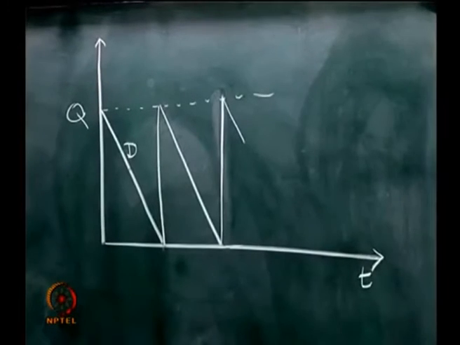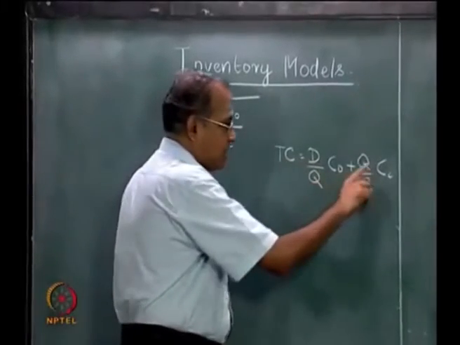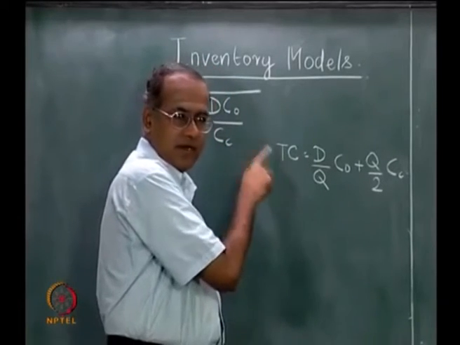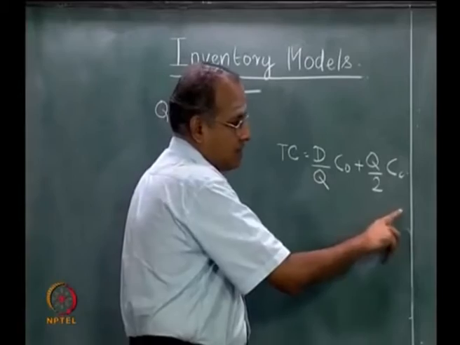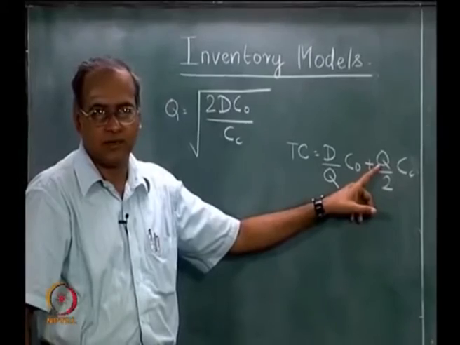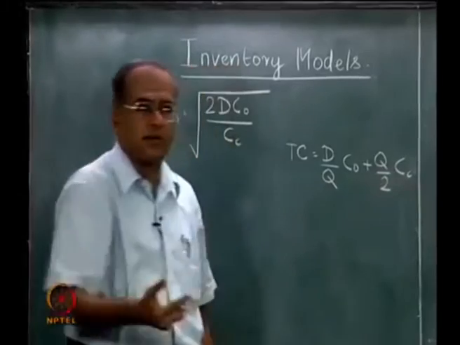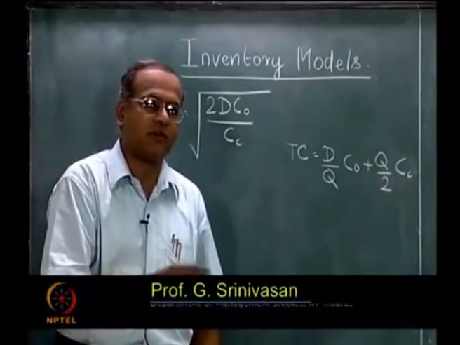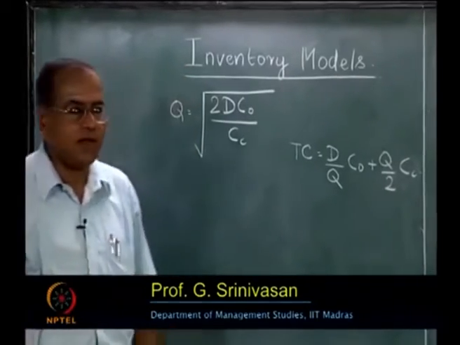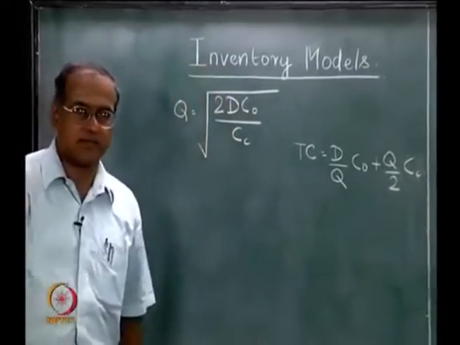We may or may not include the actual cost of the item. We saw in the previous lecture that the actual cost of the item is D into C per year, or per given time period. It does not depend on Q, the ordering quantity. Therefore, when we differentiate, the term D into C does not contribute anything, and it is customary to leave out that term and consider only the ordering cost and carrying cost, and then optimize it to get this.